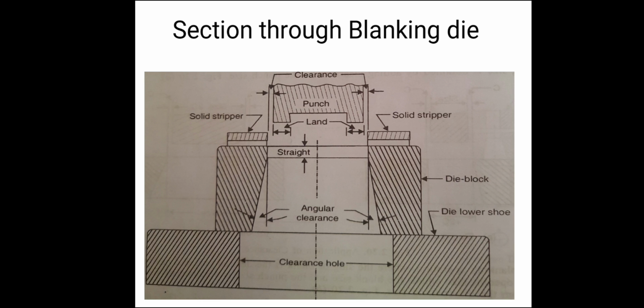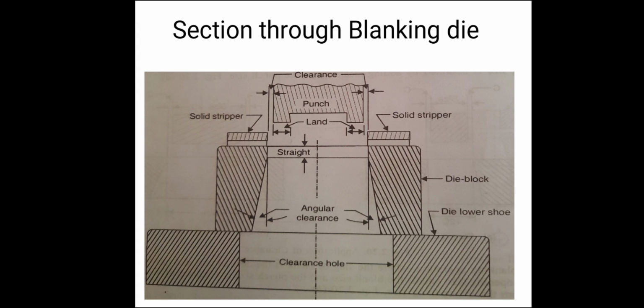It is the surface of the cutting die between the cutting edge and the beginning of the angular clearance. The straight portion gives strength to the cutting surface of the die and also provides for the sharpening of the die. The straight portion is usually kept at about 3 mm for all materials less than 2 mm thickness. For thicker material, it is taken to be equal to the metal thickness. So this is about straight. Then angular clearance is also important.